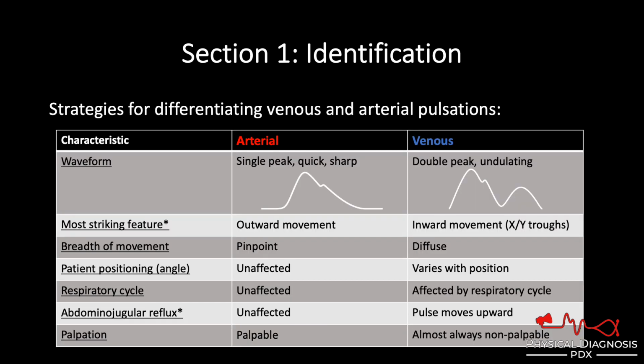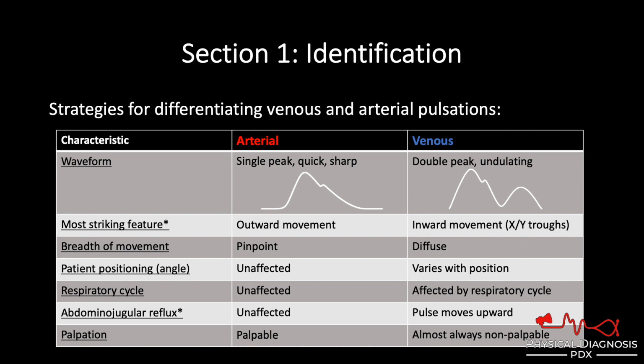There are a host of strategies for determining whether the movement you are seeing is arterial or venous. The waveform itself can be revealing. An arterial pulse has a single peak that is quick and sharp. In contrast, the venous pulse is typically double and undulating in nature.